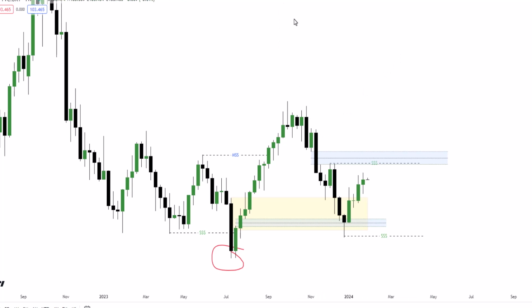And then above there, there is also a resting liquidity around this area. Let me show you right here at this point. All these areas are important. These areas, they are very important for us to watch.